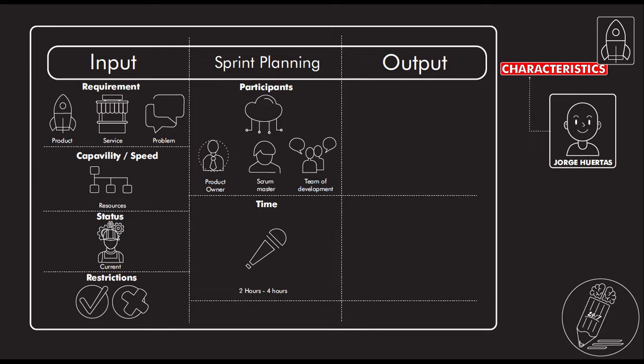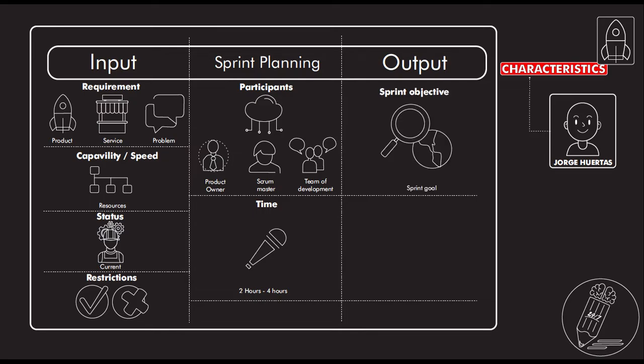Then the time. Remember, we have a maximum of 4 hours to do this, because we have to put in every single task, and everyone has to know what they are going to do. So this could be between 2 and 4 hours. In Scrum, we have daily Scrum meetings and things like that, but this one is the longest, and it's very important that all the tasks are very clear for each person.